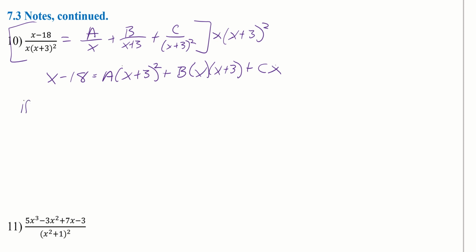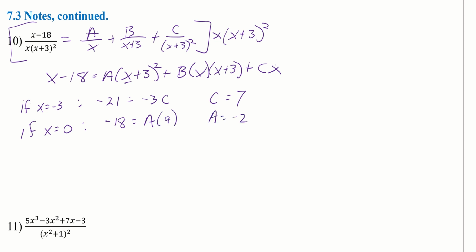So the common factor with a and b is x if that's equal to negative 3. A and b go away, so I'm left with negative 21 is equal to c of a, c of b, and then c becomes negative 3c. So c is equal to 7. If x is equal to 0, which b and c have in common, the b and c go away, so I'm left with negative 18 is equal to a times, if I plug 0 into here, 0 plus 3 is 3, 3 squared is 9, so a is equal to negative 2.